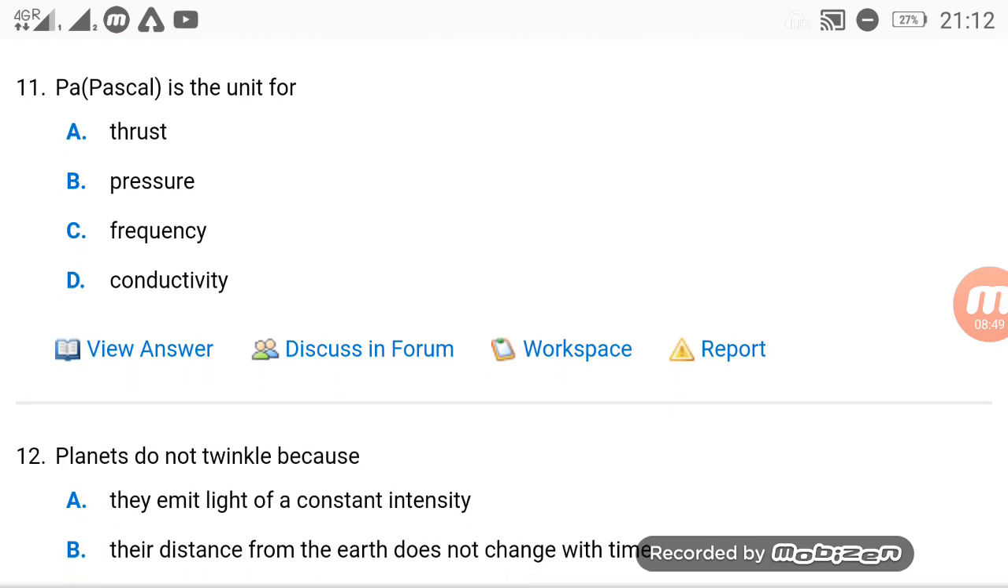Question number 11: Pascal is the unit of, everybody knows the answer to this question, so I will not waste any more time. Pascal is the unit of pressure.